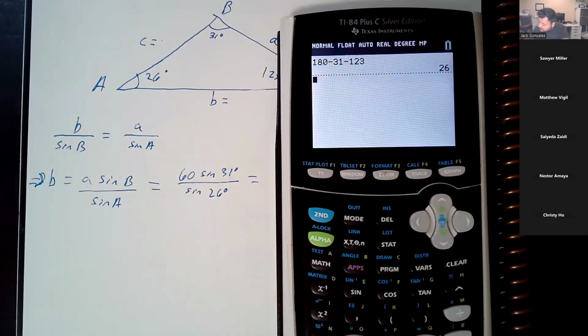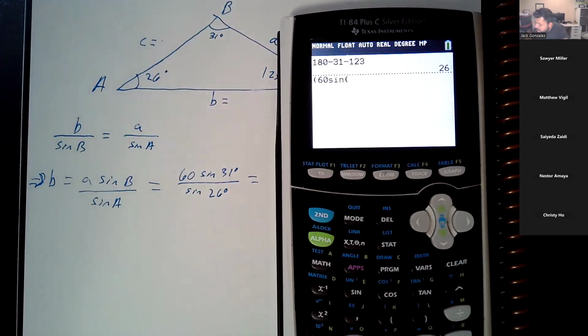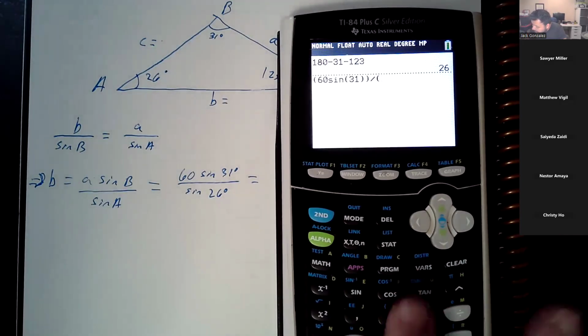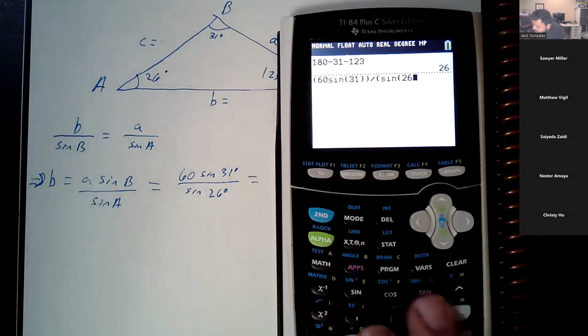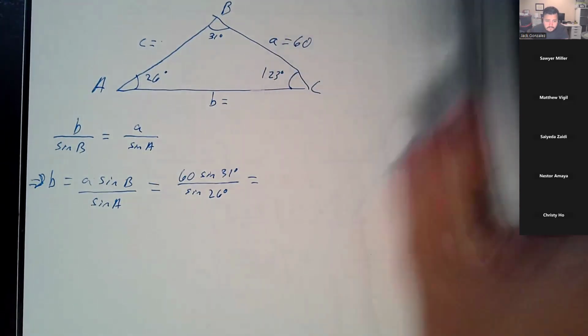I'm putting parentheses for the numerator, 60 sine 31, parentheses, divided by the denominator, sine 26. So side B is 70.5.